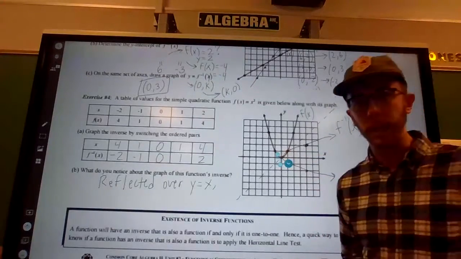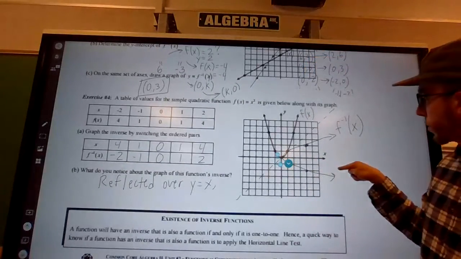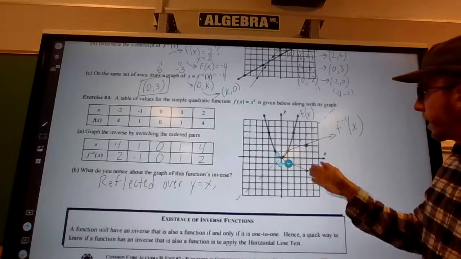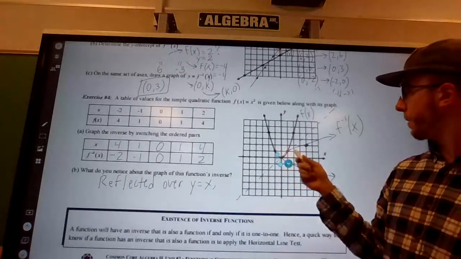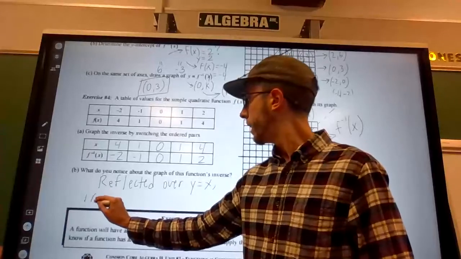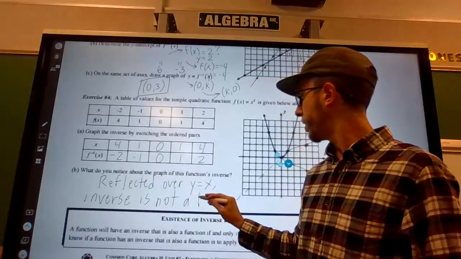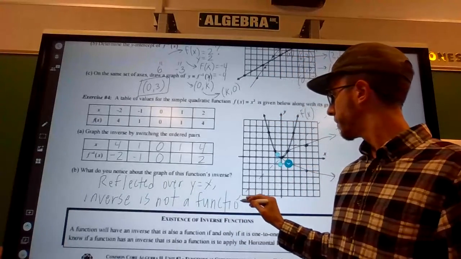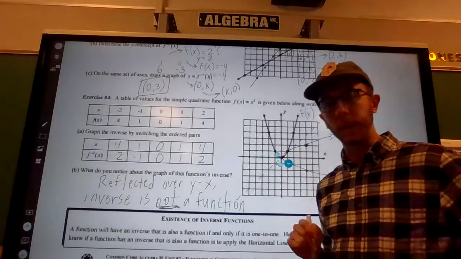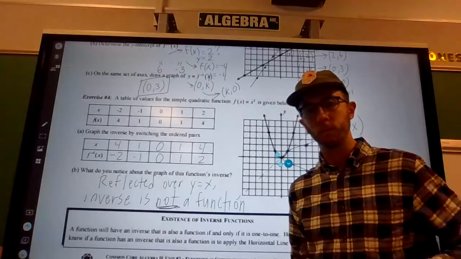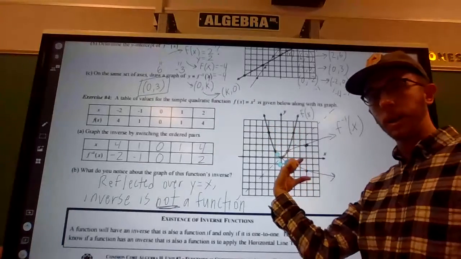It does not look like our inverse is actually a function, right? Would what we just drew in here, this sideways parabola, pass the vertical line test? No, it doesn't. So what do you notice about the graph of this function's inverse? The inverse is not a function. That's important here. Even though our original quadratic is a function, our inverse is not.